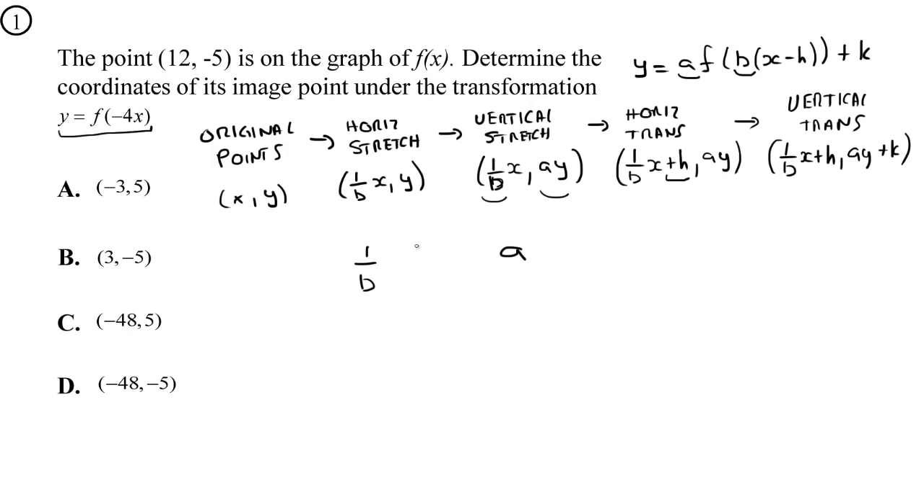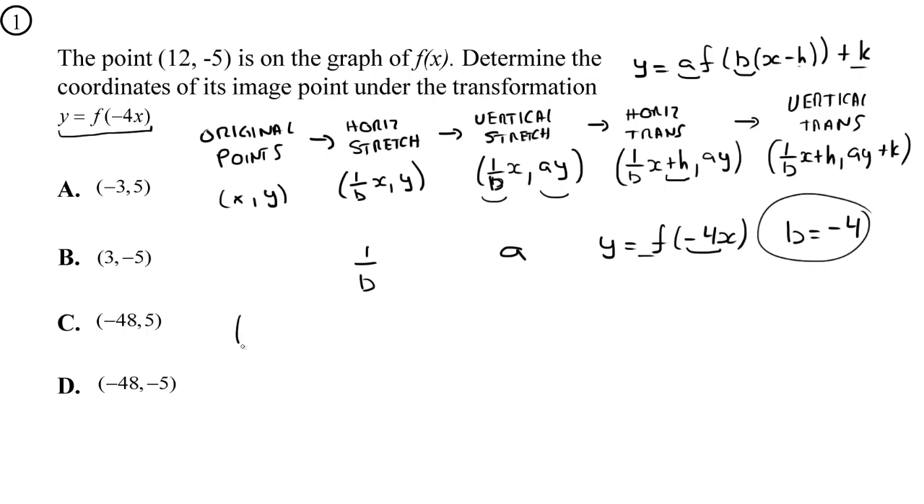So let's look at our case, for example. We have y equals f of negative 4x. So in this case, we can see that this negative 4 is equal to b. So b equals negative 4. Okay, and we see we have no a terms in front of here, no h's, no k's. So b is the only thing that changes our point.